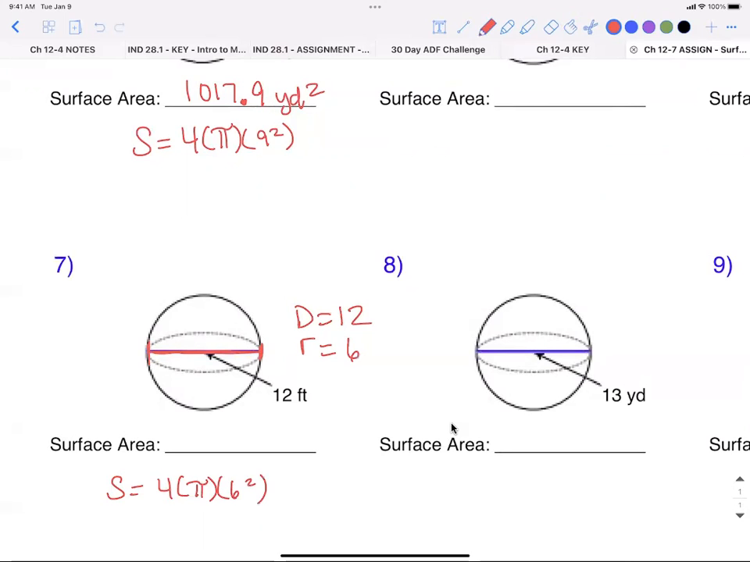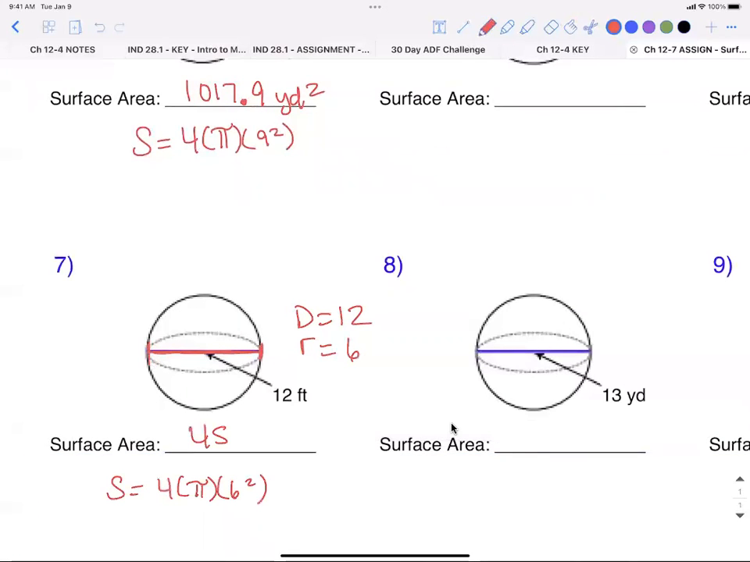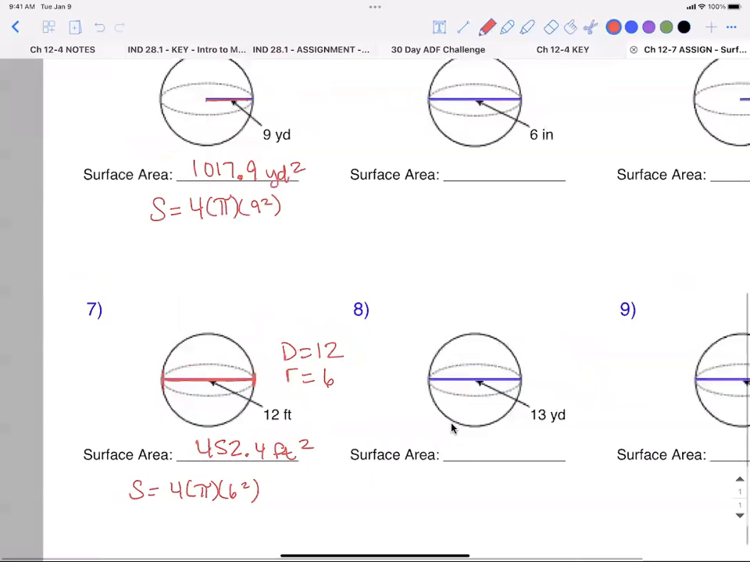And let's see. Aiden, what'd you get? 452.4. Good. And Briley, how would I label this? Feet squared. Beautiful. Okay. All right.